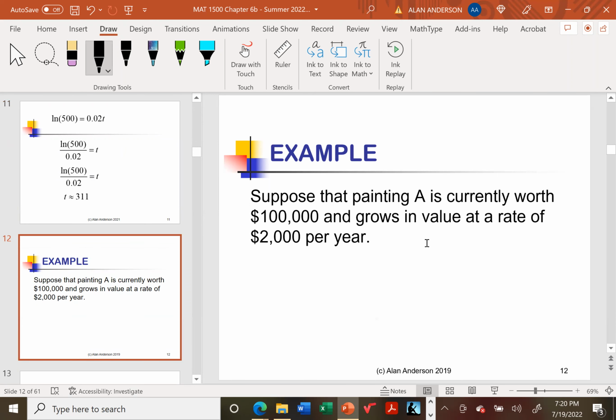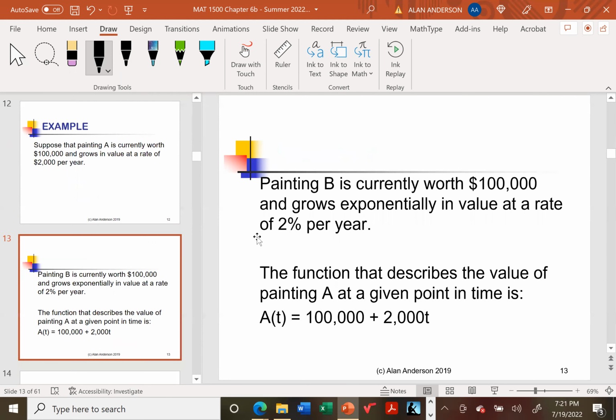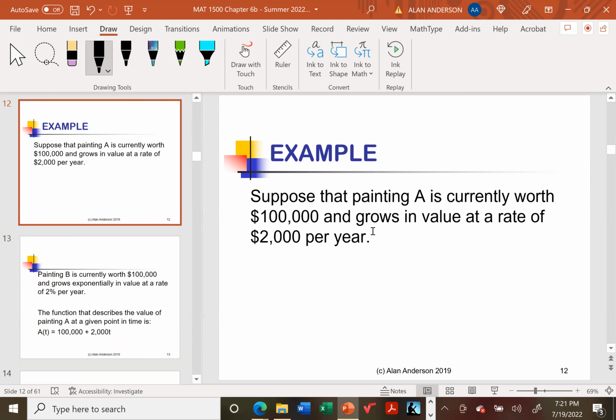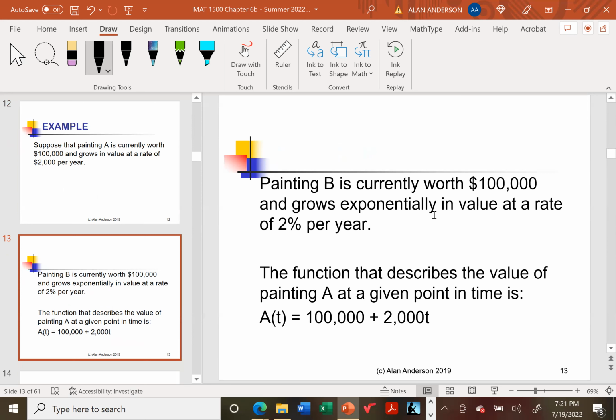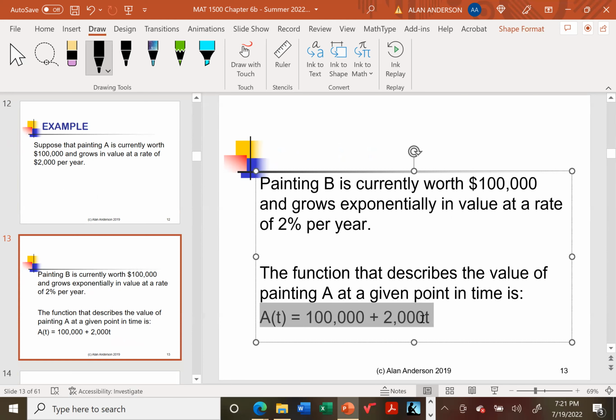Now, here's an interesting one because we're going to compare two different cases. We're going to have two different paintings. The first one, painting A, is worth $100,000 and the growth rate is linear. In other words, every year it gains $2,000 in value. So it's a very simple growth rate. But B is currently worth $100,000, just like A, but its growth rate is not $2,000 a year. Instead, it's growing exponentially at a rate of 2% per year. So for A, the value of the painting at any time, A of t, is very simply 100,000 plus 2,000 t, where of course 2,000 is the slope, 100,000 is the intercept.